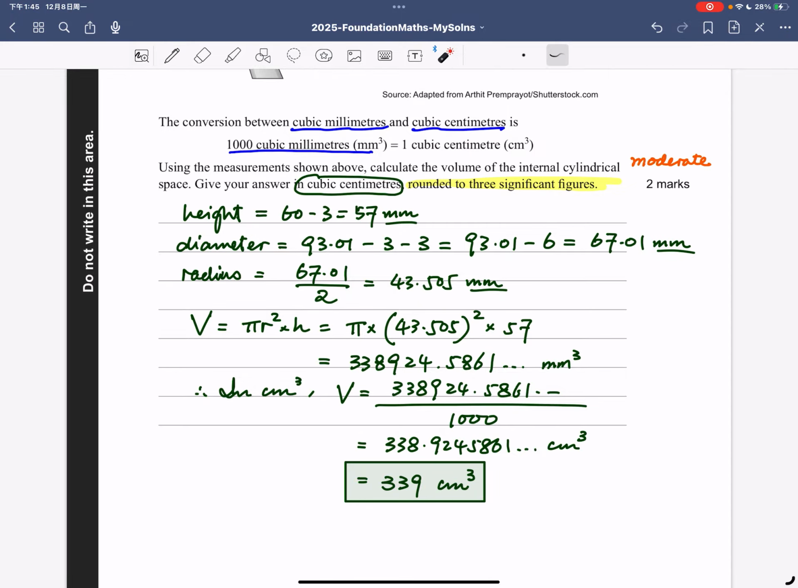Alternatively, without converting, you can actually do the conversions first. Say this is 5.7 centimeters, this is 6.701 centimeters, and this one will be, let's say, 4.3505 centimeters. Then you just chuck in the numbers in terms of centimeters. So you get 339 at the end.